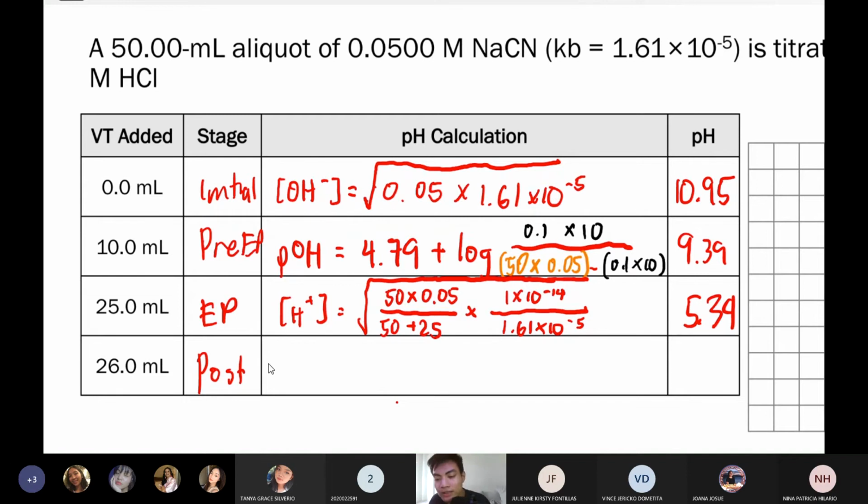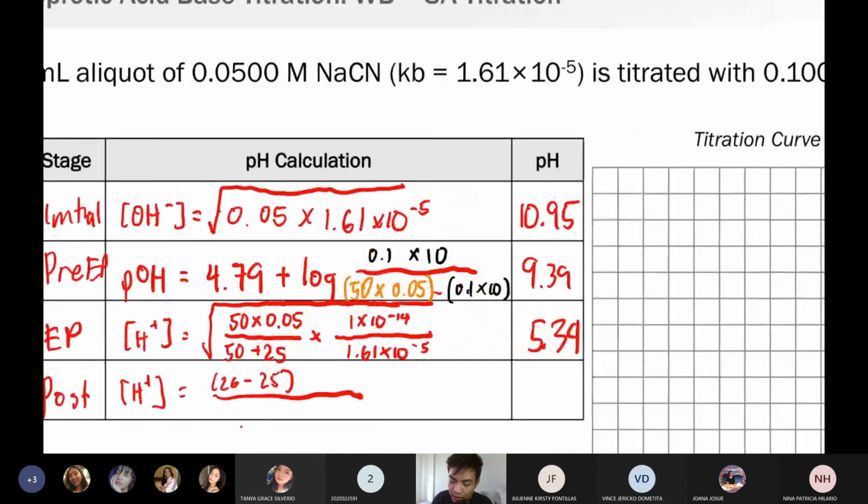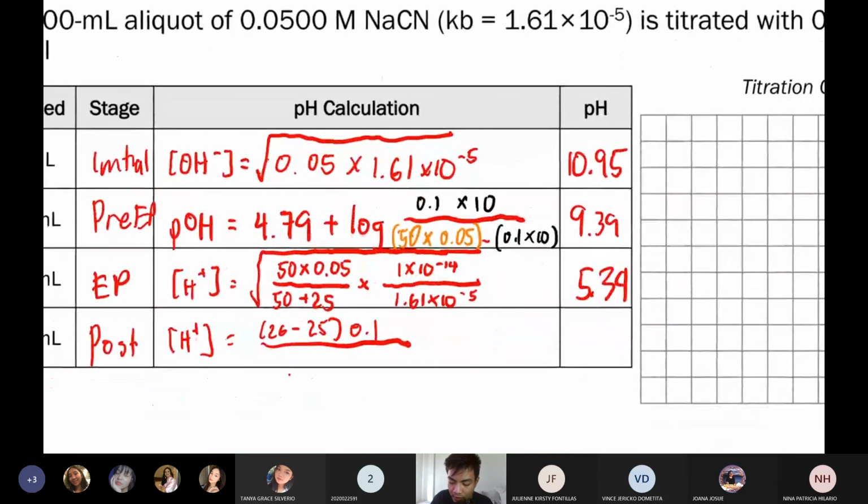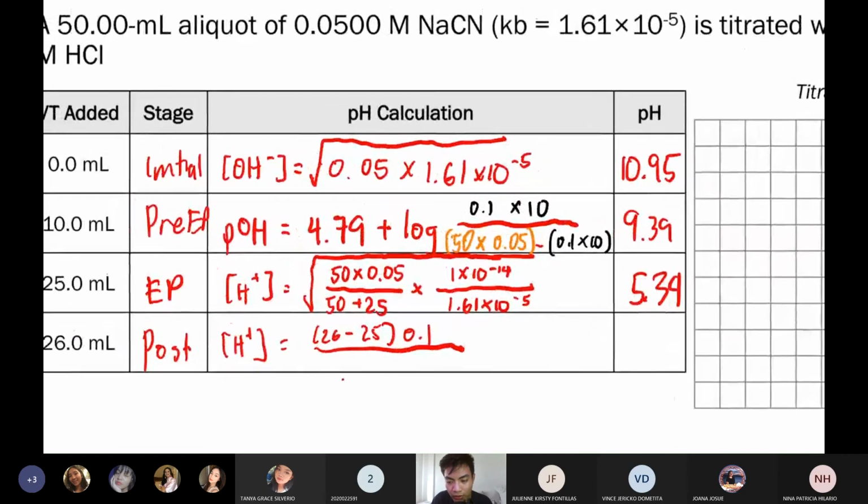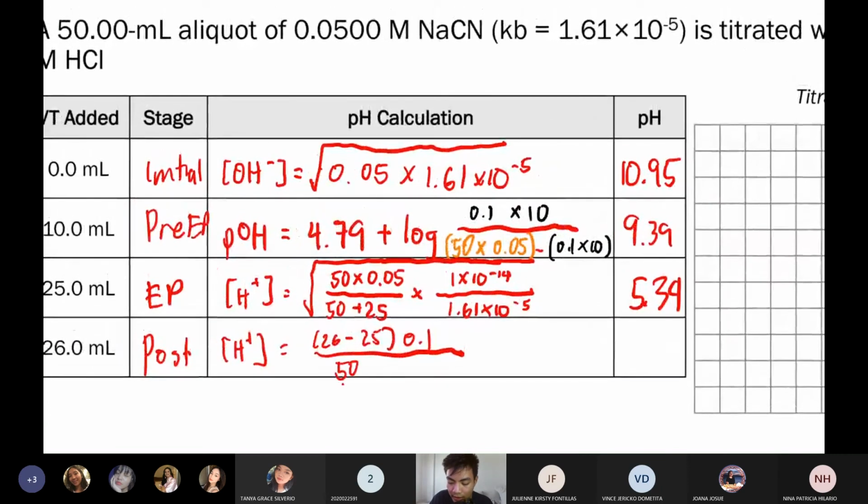Post-equivalence point, we have excess titrant. So the pH is dependent on the amount of the excess titrant, which is HCl. Let's use the new equation, Vt minus Vtep times the molarity of titrant divided by the V total. Vt is 26 mL, Vtep is 25, times the molarity of titrant, which is 0.1, divided by the total volume. Ano total volume natin? 50 mL analyte, 26 mL titrant.